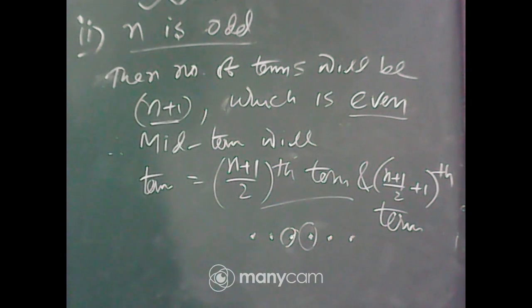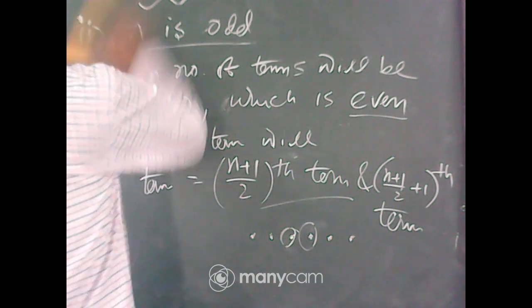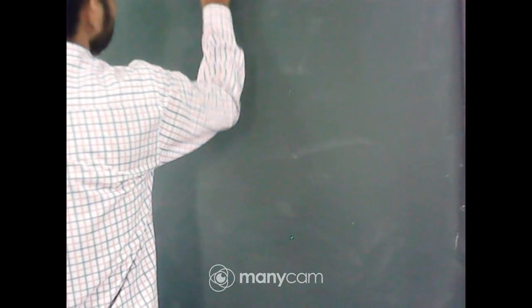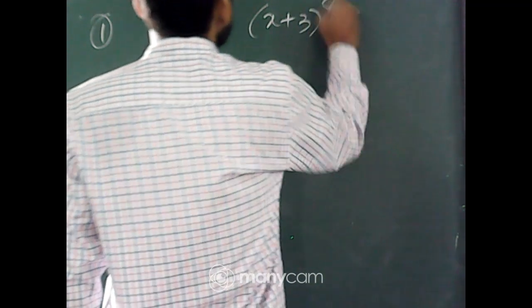Now, we will move on to exercise number 8.2. Do it in your copy also. Follow me. Exercise 8.2. The first one: find the coefficient of x to the power 5 in the expansion of (x + 3) to the power 8.